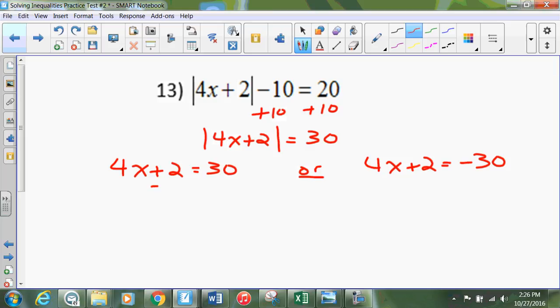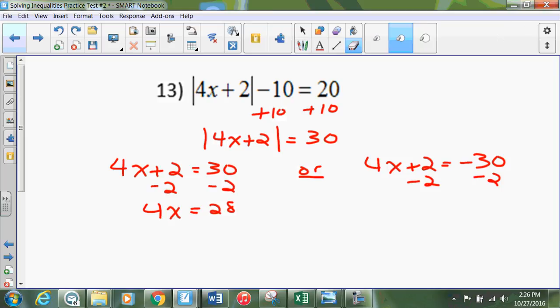Now, some people might want to try solving this at the same time, like doing, oh, let's subtract 2. Let's go and subtract 2 over here. No, no, no, no, no. Solve one equation, then come back and solve this equation, okay? That's just a recipe for disaster, to try to solve both equations at the same time.